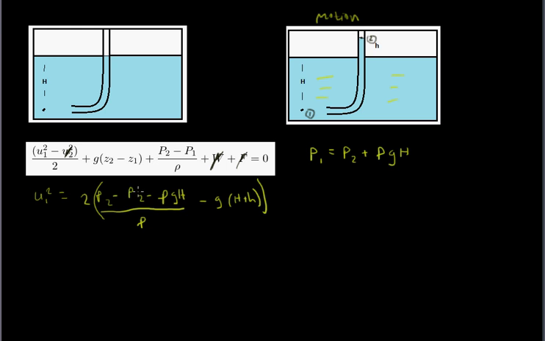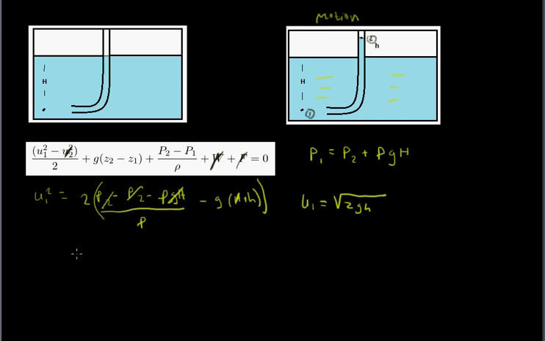Okay, and we can see that the atmospheric pressure cancels out. We can see that this term right here and this term are going to cancel out. So what we're going to end up with is an expression saying that U1 is equal to the square root of 2 gravitational constant times the height of the fluid above the surface. So 2g lowercase h. So that's going to be one type of the problem.